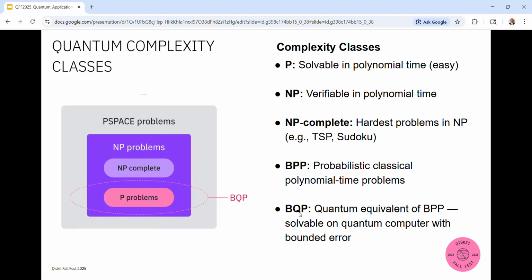But in quantum computing, we have to define our own new methods of defining these things. So there's BPP, which is probabilistic classical polynomial time problems. Then there's BQP, which is the quantum equivalent of BPP. These are solvable on a quantum computer with a bounded error. So this isn't deterministic necessarily, but these can be solved on a quantum computer within a certain error bound. And that's the kind of class that we're really targeting with quantum computation many times.